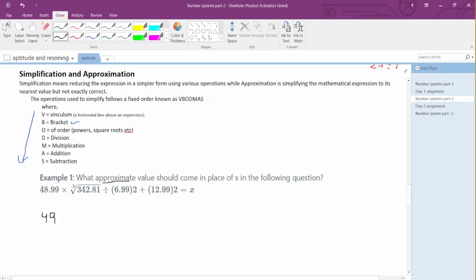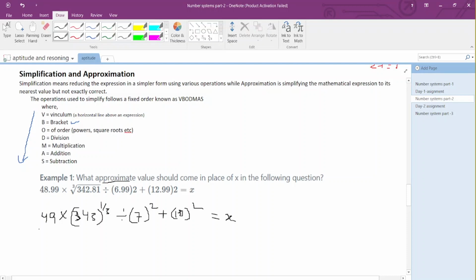Here, see 48.99, and what is the nearest value? It's 49, right? The same way, cube root of 342.81, we can directly say 343 whole power of 1 by 3, right? And which is divided by 6.99, whose nearest value is 7, right? 7 square. And the same way 12.99, nearest value is 13, so 13 square, which is equal to x.